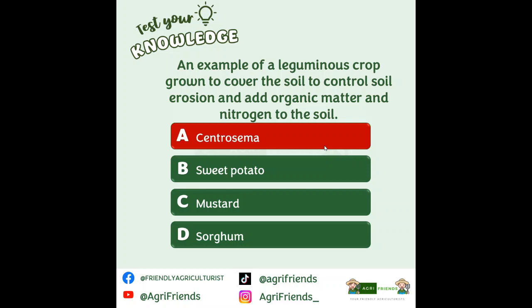Centrosema is under the Leguminosae family or the Fabaceae. Sweet potato is under the Convolvulaceae or the morning glory family, while mustard is under the Brassicaceae or the mustard or cabbage family. And sorghum is under the Gramineae or Poaceae or the grasses family.